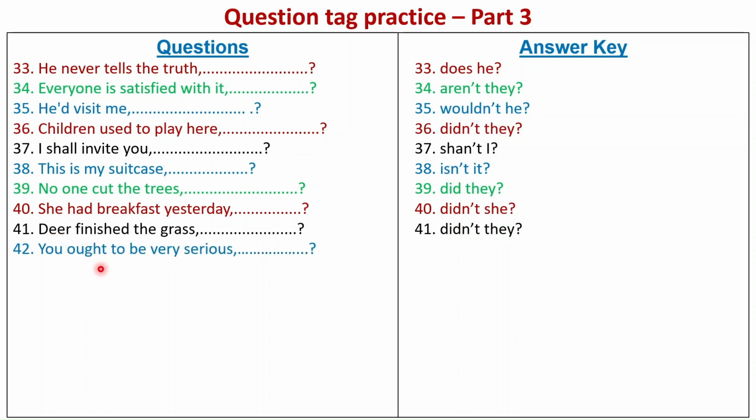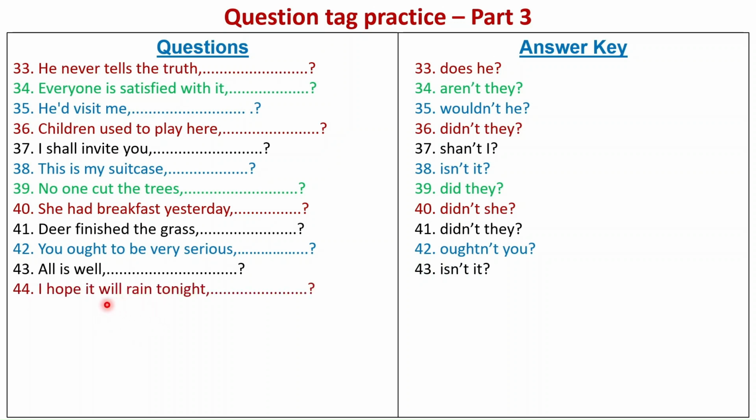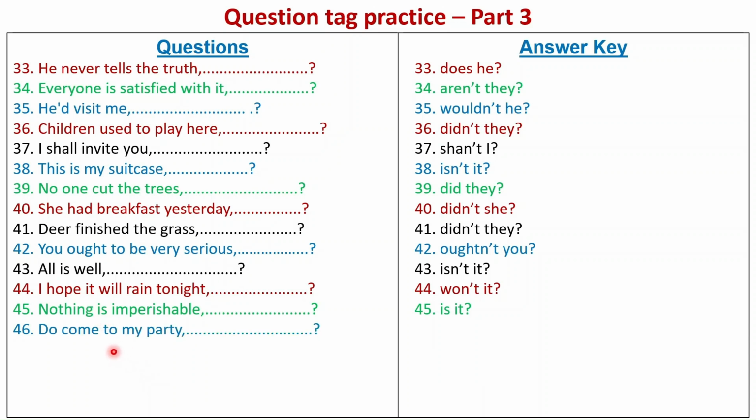You ought to be very serious. Oughtn't you? All is well. This is thing. Isn't it? I hope it will rain tonight. Won't it? Nothing is imperishable. Is it? Do come to my party. Imperative. Will you? They barely use firewood for cooking. Barely makes the sentence negative. Barely means rarely. They barely use firewood for cooking. Do they?